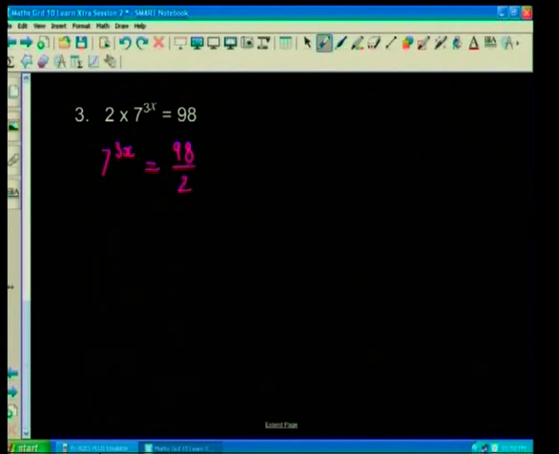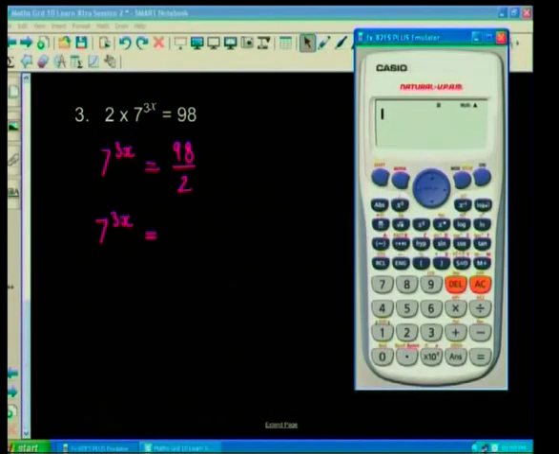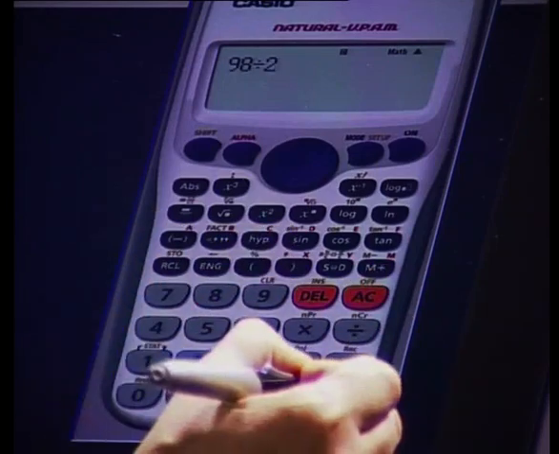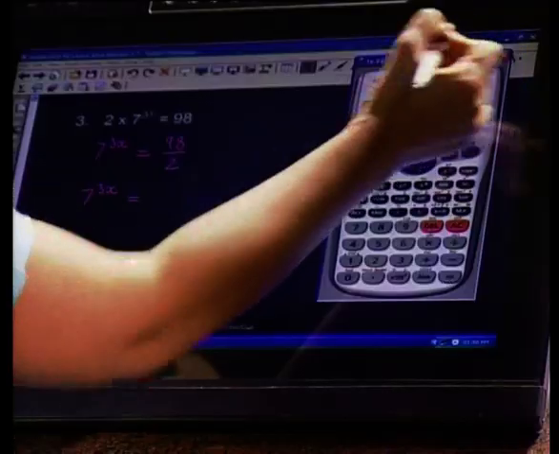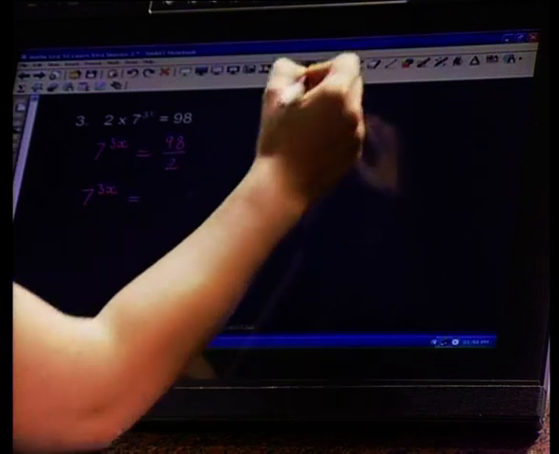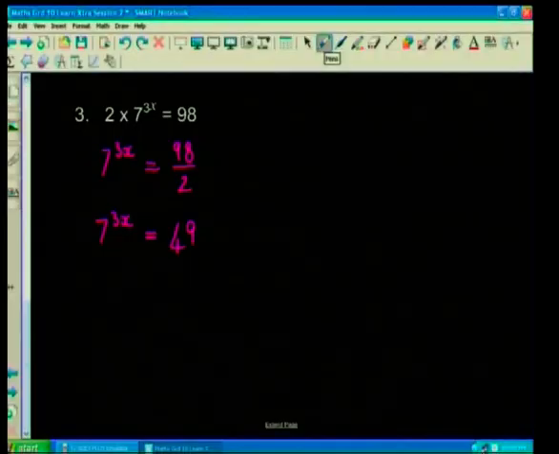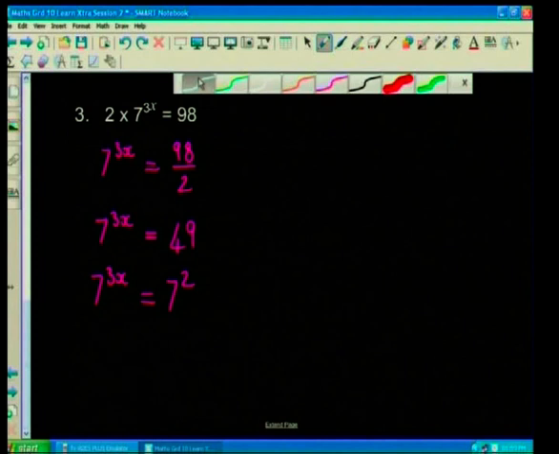And what is 98 divided by 2? If you are uncertain, use your calculator. Let's practice using it. 98 divided by 2 gives us an answer of 49. Why is 49 going to make you happy? Well, you know 49 is actually 7 squared. And what have we done then? We've made our bases the same, meaning that our exponents are automatically equal to each other.